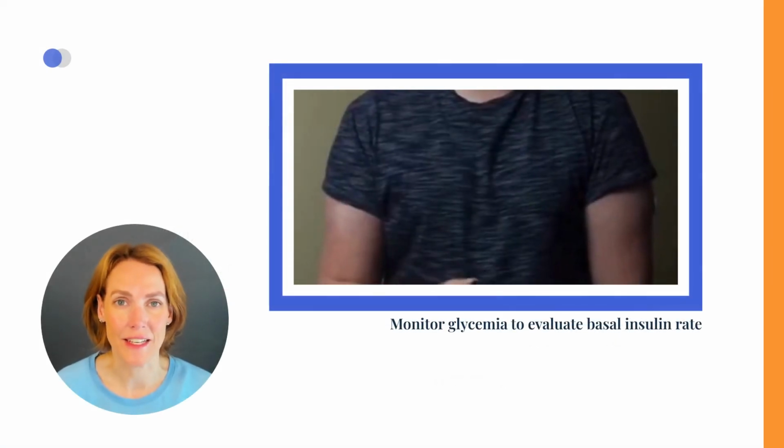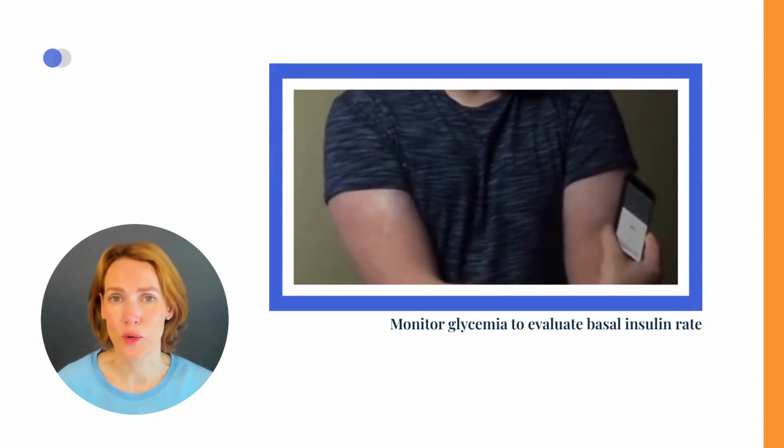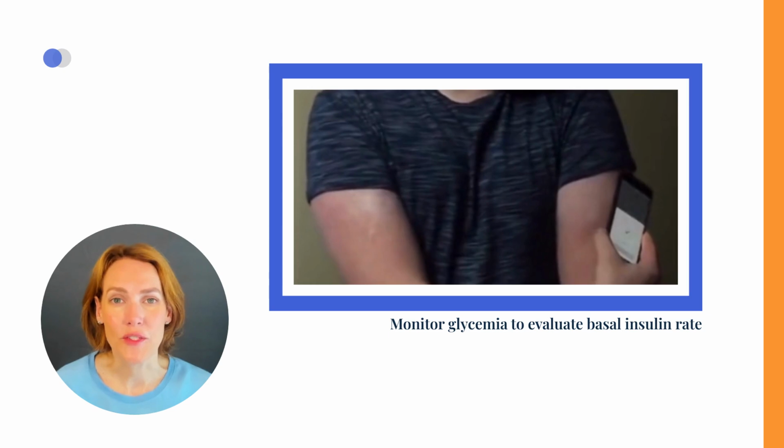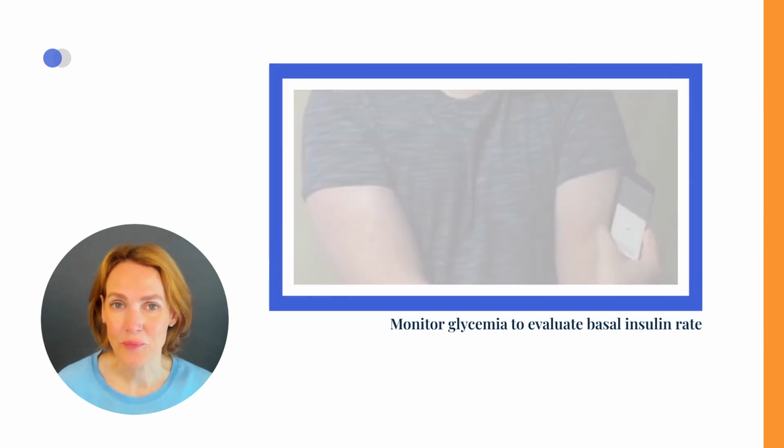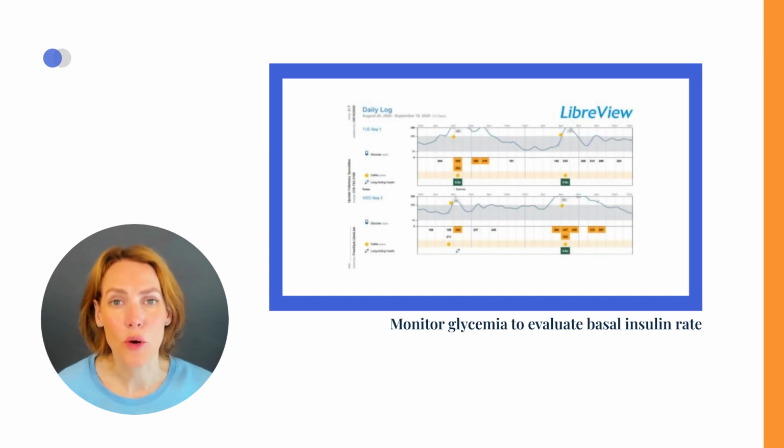To evaluate basal insulin, you can monitor blood sugar levels. This can be done either with finger sticks or a glucose sensor, but using a glucose sensor makes the process easier. At night, this is relatively straightforward, as no additional factors like eating or exercising affect your blood sugar. During the day, it's a little more complex.